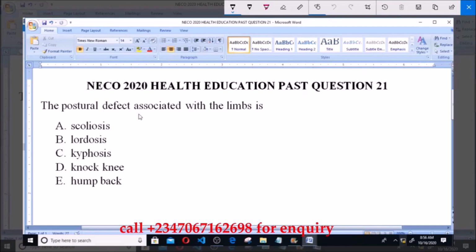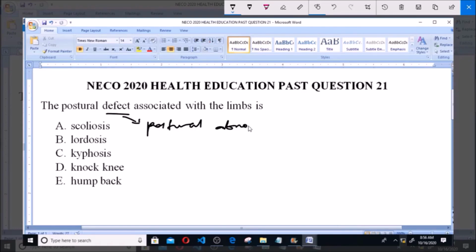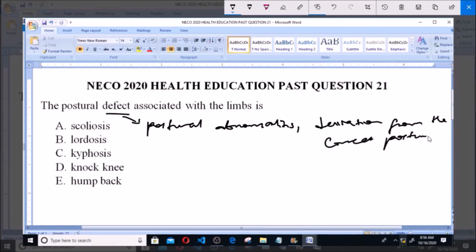Postural defects simply refers to postural abnormalities. In other words, they are deviation from correct posture. Now, these postural defects range. We have the postural defects associated with the vertebra, that is the backbone, and postural defects associated with the limbs. But the question here is asking for the postural defects associated with the limbs.